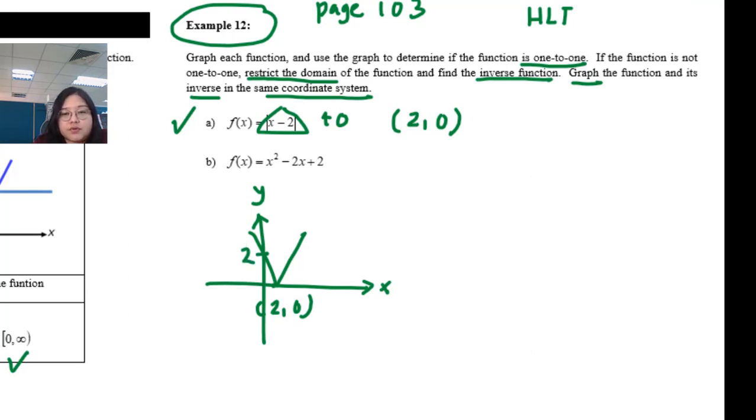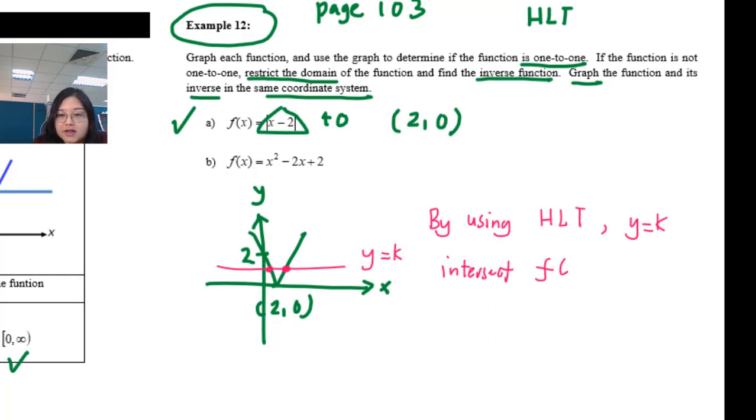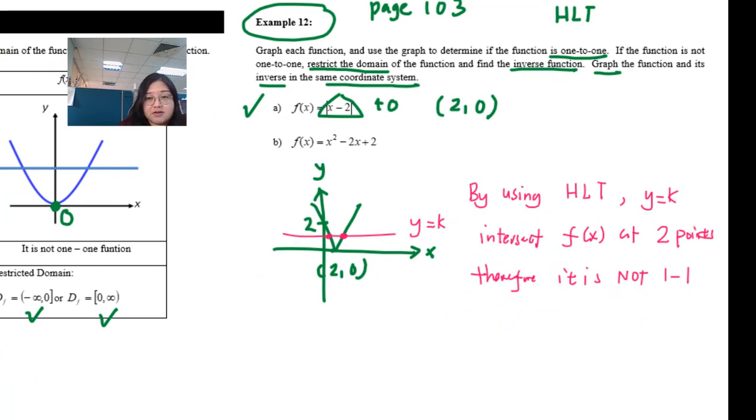From here, we draw any random horizontal line and label it y equals k in general form. Then you double check how many intersection points there are. There are 2, isn't it? Then you write, by using the horizontal line test, please in full sentence: the horizontal line test, y equals k intersects the function f(x) at 2 points. Therefore, it is not one-to-one. Okay, so this is the explanation using the graphical approach.